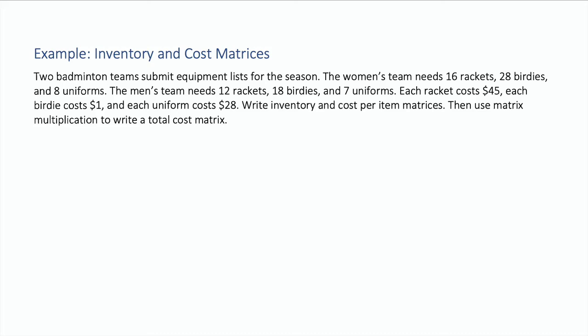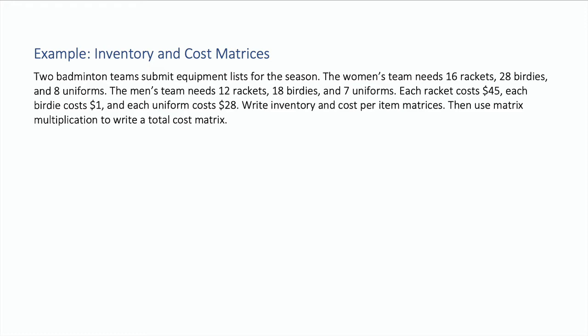Two badminton teams submit equipment lists for the season. The women's team needs 16 rackets, 28 birdies, and 8 uniforms. The men's team needs 12 rackets, 18 birdies, and 7 uniforms. Each racket costs $45, each birdie costs $1, and each uniform costs $28.